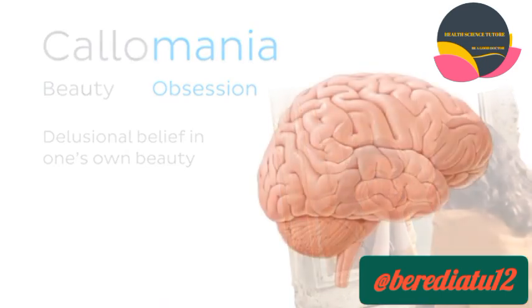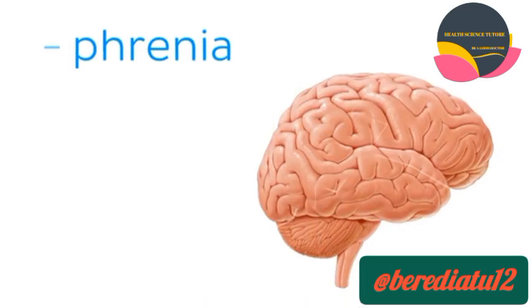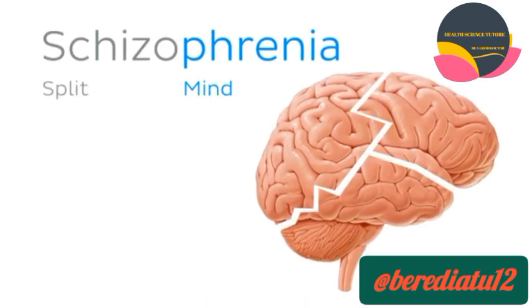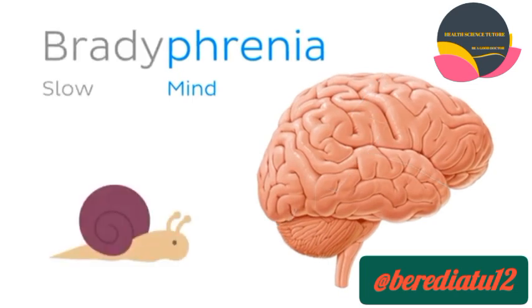And next up is the word ending phrenia, which refers to conditions of the mind. As in schizophrenia, which I'm sure you're aware of, or bradyphrenia, which is a clinical term for slow-mindedness.